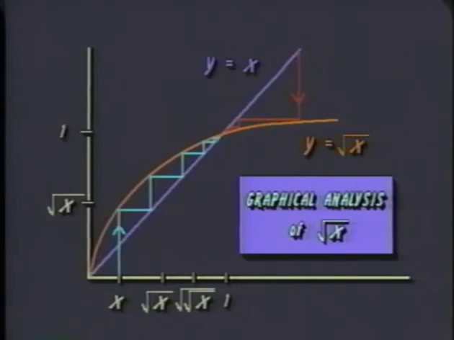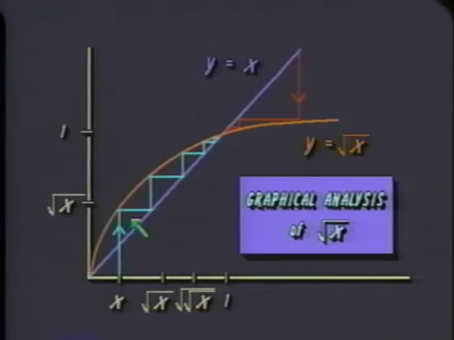I've drawn here the graph of the square root of x, and I've superimposed on this graph the diagonal line, the line y equals x. How do I use this setup to predict the fate of orbits of the square root of x? It's easy. Suppose I start with a number x and ask for its orbit. Well, to compute the square root of x, what we do is simply draw a vertical line up to the graph of the function. When we reach the graph of the function, the y-coordinate of that point is the number, the square root of x.